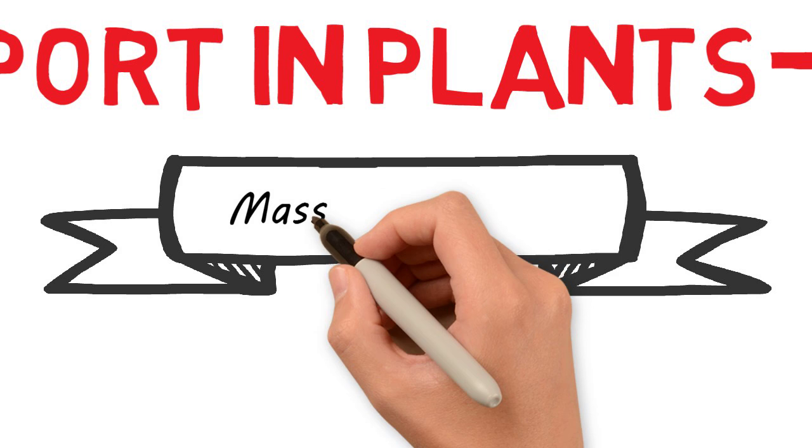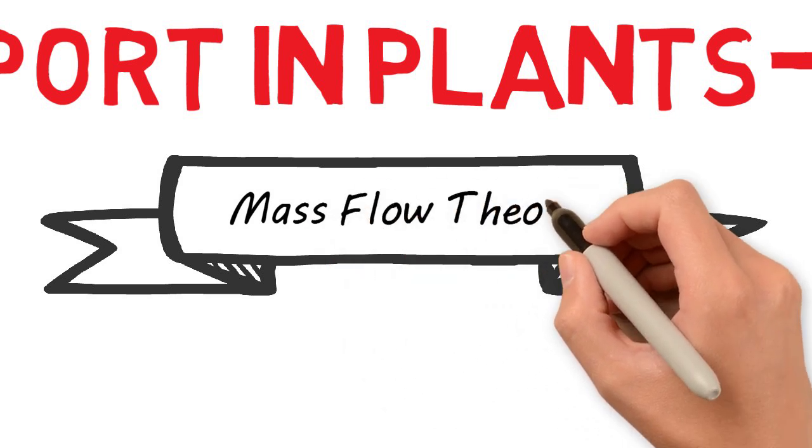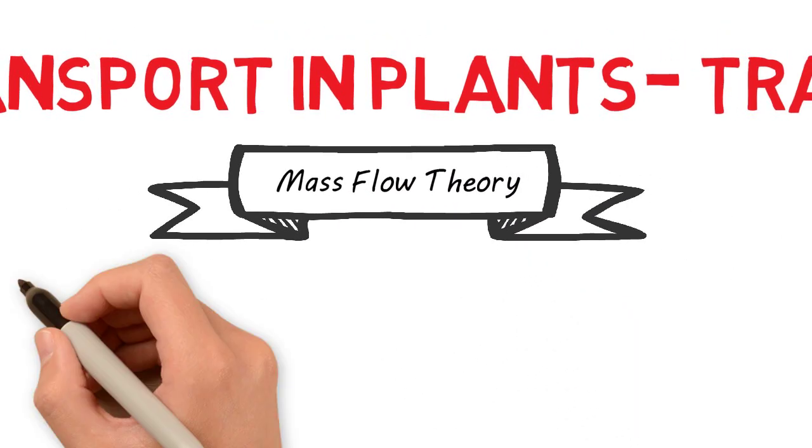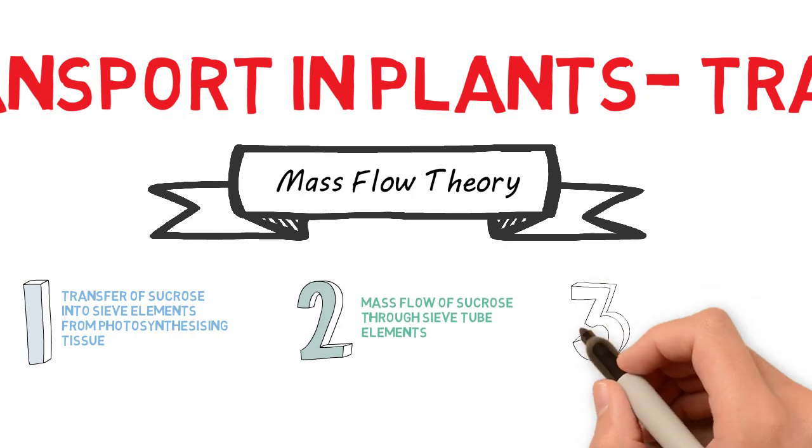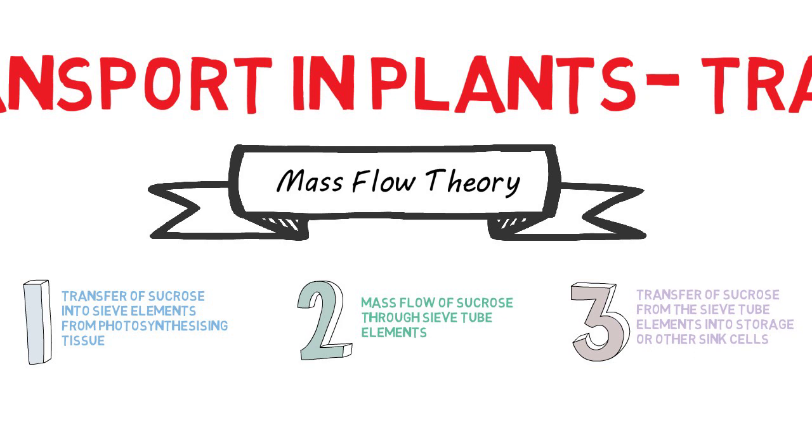Okay, so back to the mass flow theory. This has 3 elements. Number 1, transfer of sucrose into sieve elements from photosynthesizing tissues. Number 2, mass flow of sucrose through sieve tube elements. And number 3 is the transfer of sucrose from the sieve tube elements into storage or other sink cells. So this seems pretty complicated, but I'm going to go through each step nice and clearly.